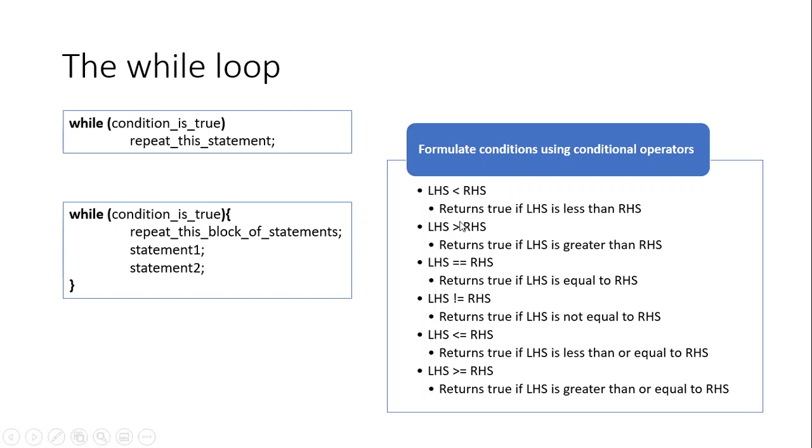So you have these relational operators, okay? Not relationship operators, these are relational. If left hand side is less than right hand side, then it will return a true value. Otherwise, if left hand side is equal to or greater than right hand side, it will return a false value. Here this would return a true value if left hand side is greater than right hand side. This is the equality operator.